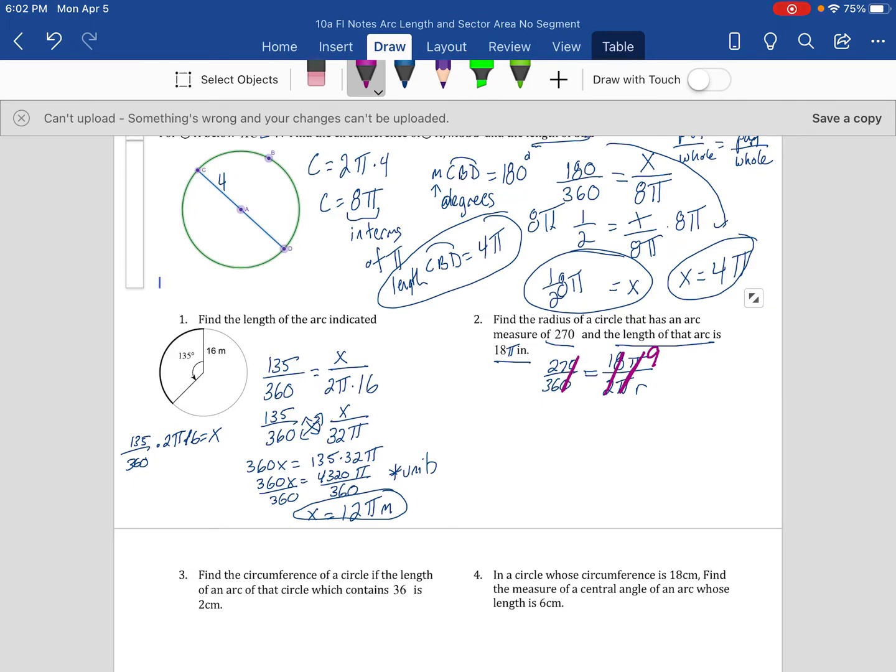You can keep simplifying if you want. You can simplify your fractions if you want. 27 over 360. 9 goes into 27 3 times. 9 goes into 36 4 times. So if you didn't have a calculator, you could do 3 over 4 equals 9 over r. Cross multiply. 3r is equal to 9 times 4. 3r is equal to 36. R, your radius, is equal to 12. And just pay attention here. It is going to be 12 inches.